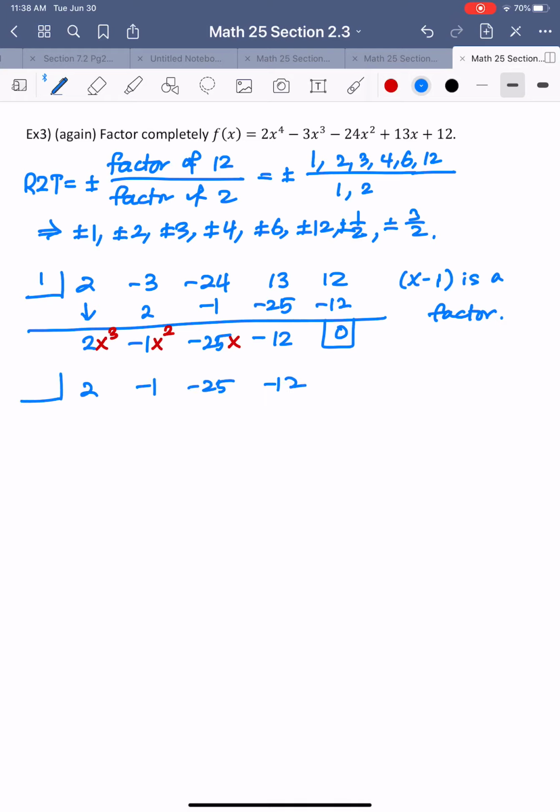But as you noticed, you might have a 0 with a multiplicity of 2 or 3. So I'm going to try 1 again. Don't go back to the 2, negative 3, negative 24, negative 13, and 12, okay? You can just use whatever the bottom row is. So drop the 2. 2 times 1 is 2, and 2, negative 23, negative 23, which is negative 30.